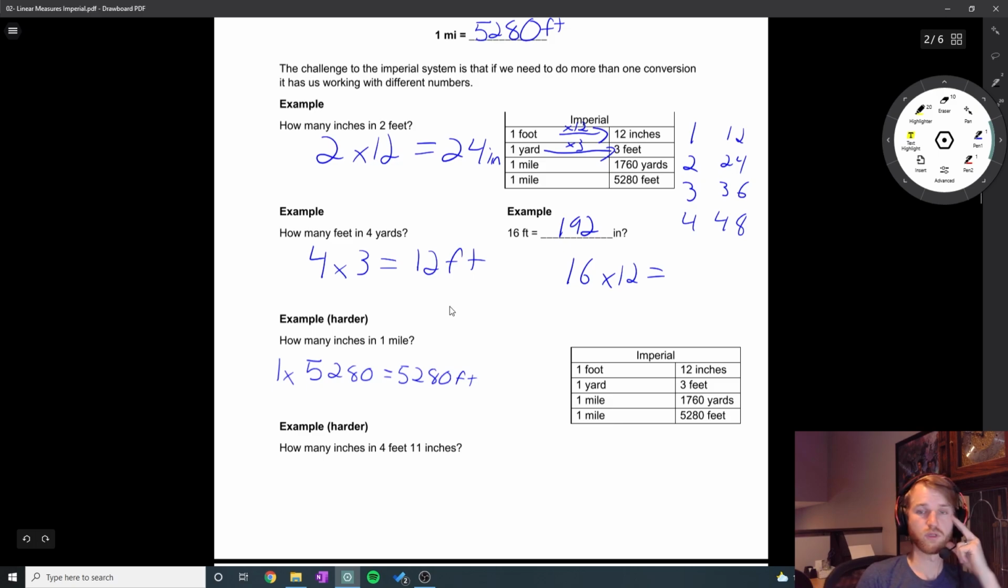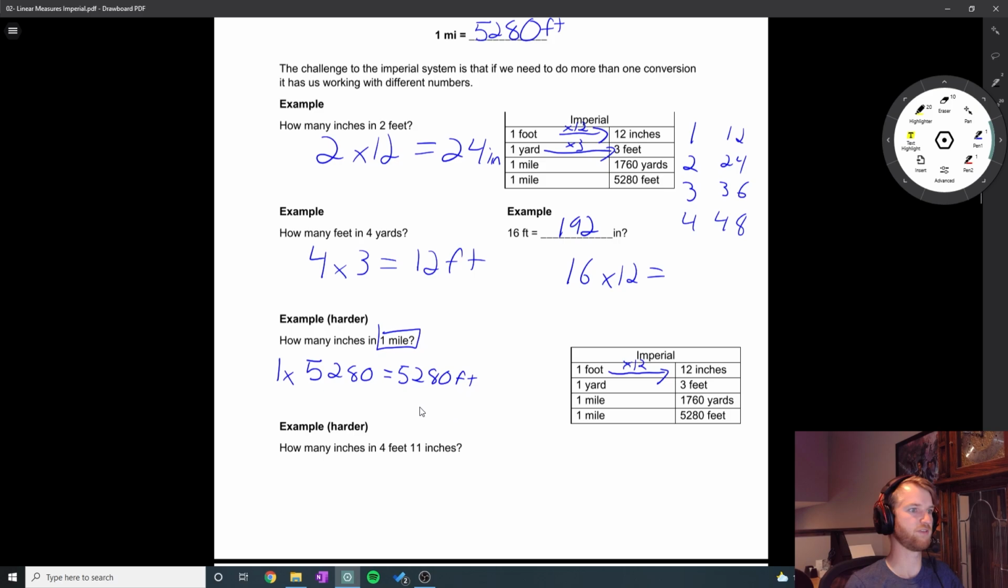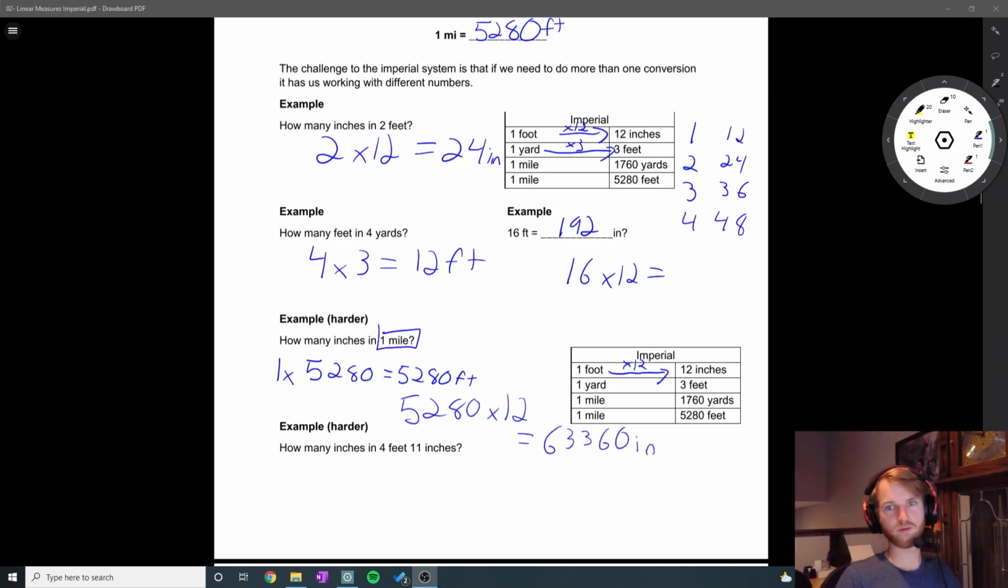Okay, which brings us to the second step of our problem. Okay, we don't just want feet, we want inches. So how do we turn feet into inches? Okay, so we are multiplying by 12 to do that. So we have said that 1 mile is the same thing as 5,280 feet. And so now let's take that 5,280 and multiply by 12 to tell us how many inches we need. Okay, so turns out we needed a large number of inches. Okay, 63,360 inches makes up 1 mile.